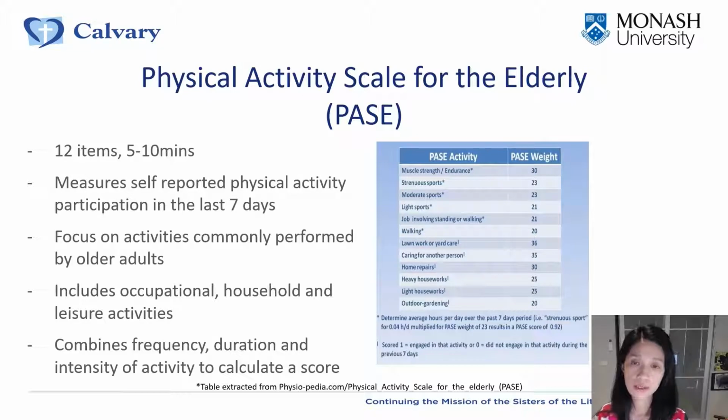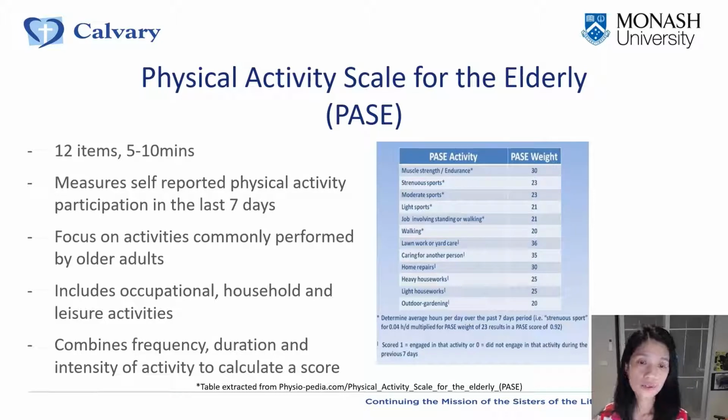So to get a PASE score, you'd ask the participant to write down in the last 7 days how often they did each of these activities and how long they'd spent doing each of these activities. And you use a formula which combines the PASE weight, the frequency, and the length of time to calculate a final score, which ranges between 0 to about 400.